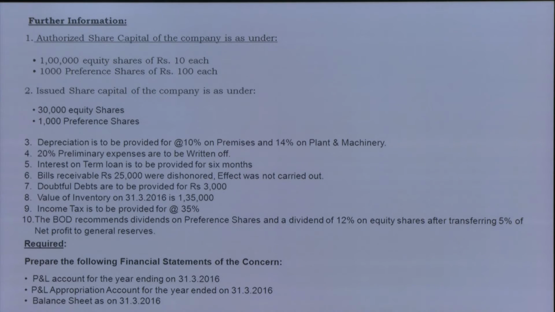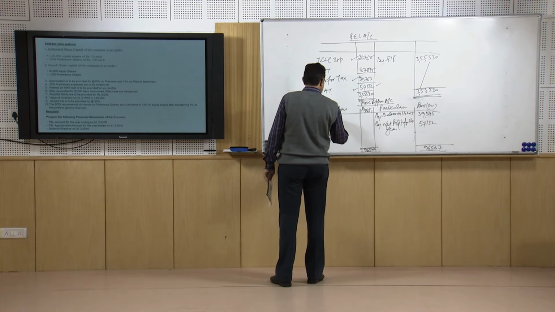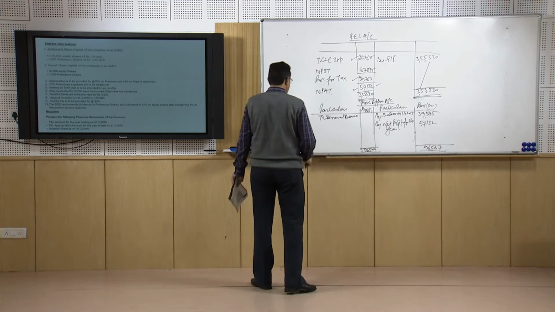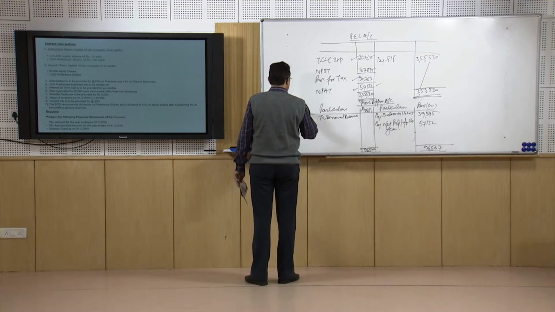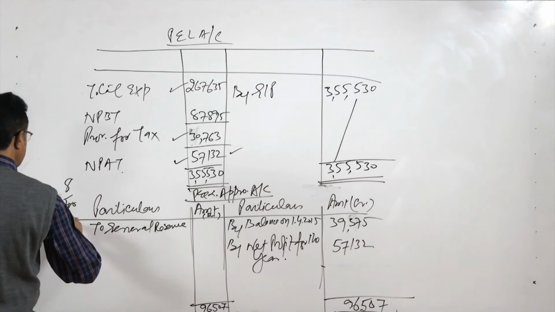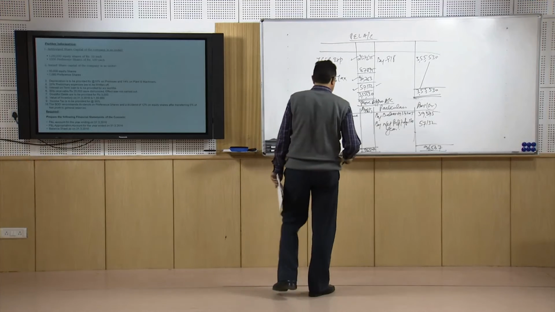The Board of Directors recommends a dividend on preference shares and a dividend of 12% on equity shares after transferring 5% of the net profit to the general reserve. So 5% of this will go to the general reserve. The general reserve is how much? The profit for the year, 57,132, into 5% of this. So this works out as 2,900 rupees.